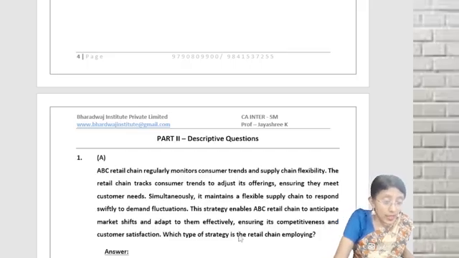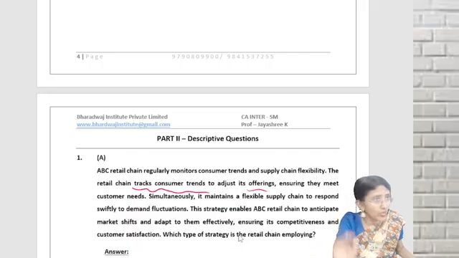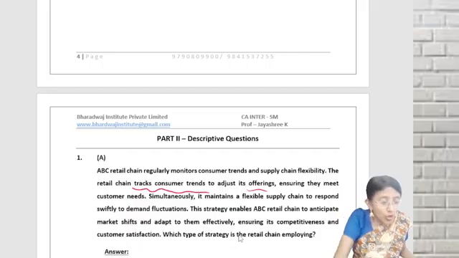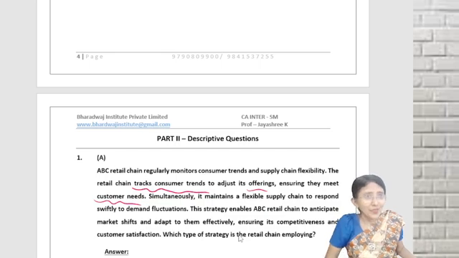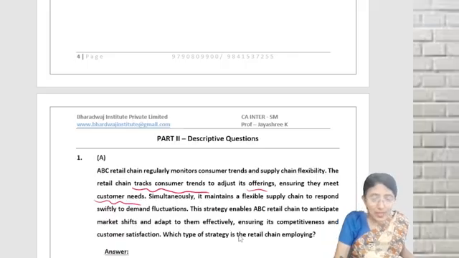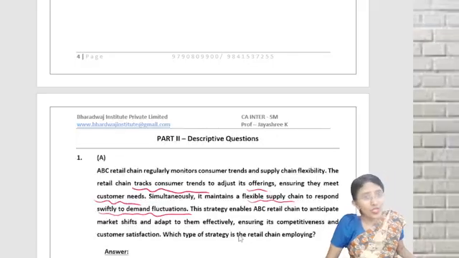Now, what does this retail chain do? It tracks consumer trends to adjust its offering. So it is monitoring, tracking, and it is planning its offering according to this trend. They have data, they forecast, and accordingly they do it because they want to meet consumer needs. Consumer needs should not be left unmet. But simultaneously, apart from all their pre-planning, they also have a flexible approach to respond to market or demand fluctuations.